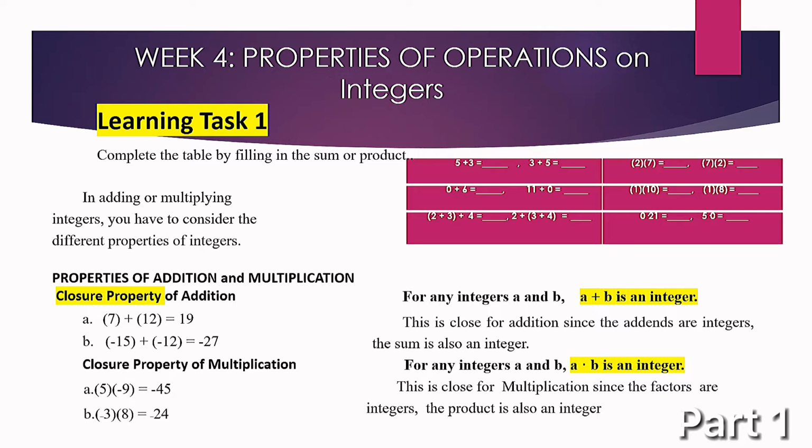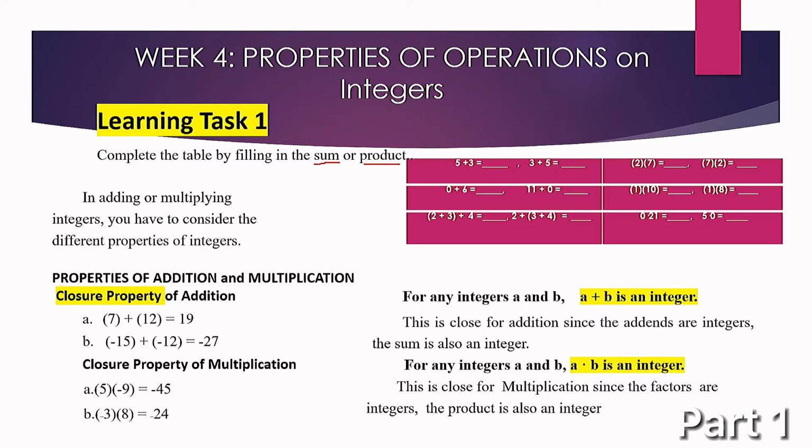For learning task number 1, you are to complete the table by filling up the sum or product. When we say sum, this is the answer to addition. When we say product, this is the answer for multiplication.